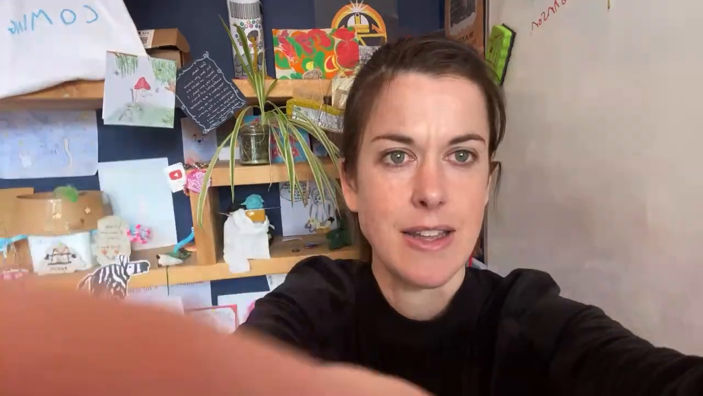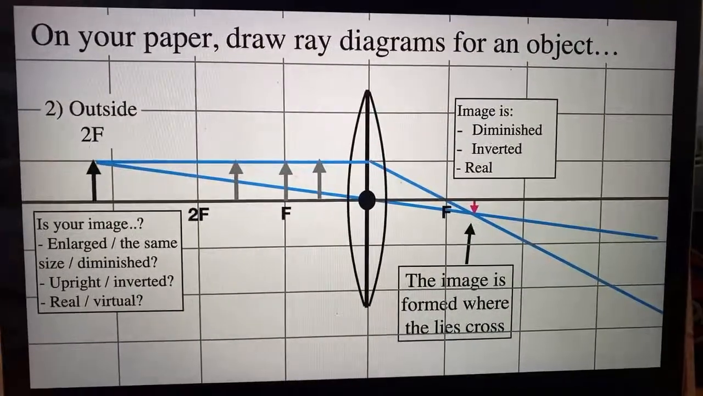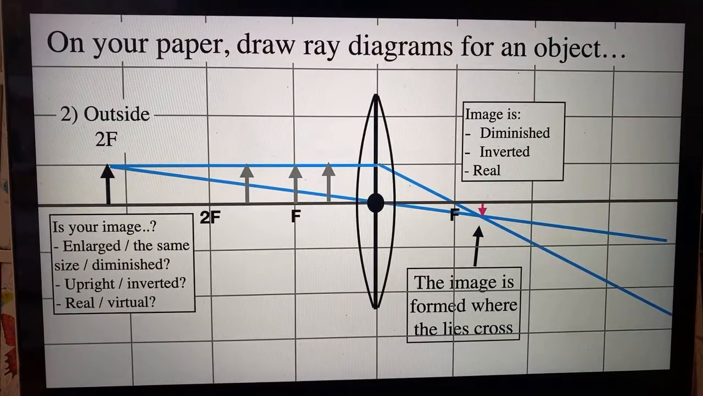Obviously, you don't want to be looking at a tree and have the image be the same size as the tree. That's not how biology works. So it's great that it's much smaller, and it is projected onto a screen because your retina, the back of your eye, is the screen. That's good, isn't it? So this is exactly what happens if you look at things with your eyes.